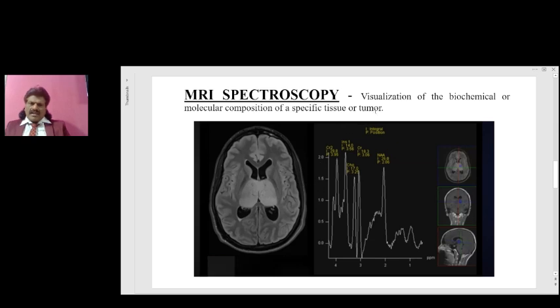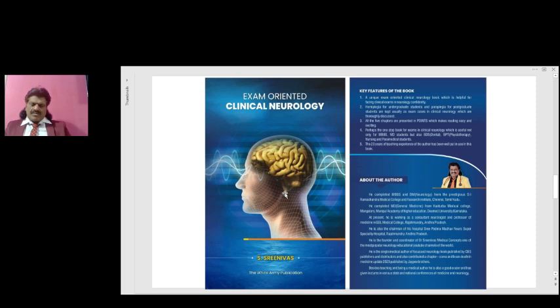So when we see the imaging, we can understand it better. MRS spectroscopy is the visualization of the biochemical and molecular composition of a specific tissue or tumor. These are the various metabolites which get elevated. We can see whether each is increased or decreased, and then find out what that particular tissue is by the amount of the substance which is either increased or decreased.